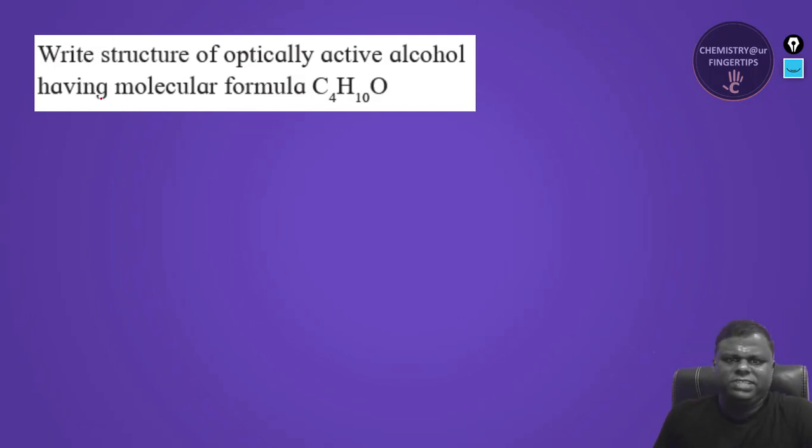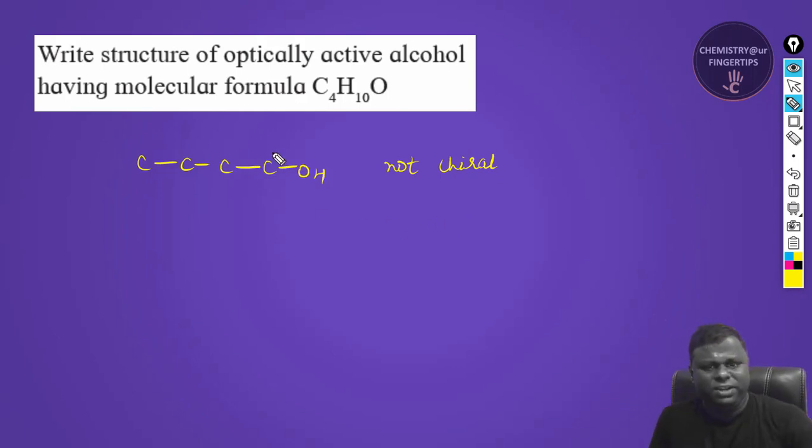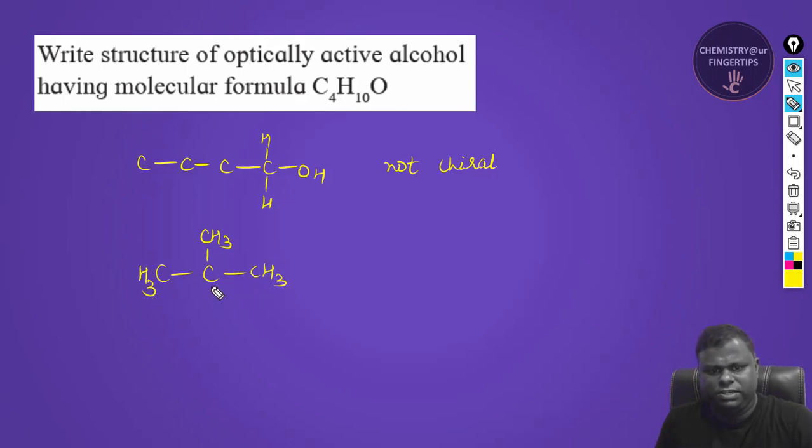Now the next is: optically active alcohol having molecular formula C4H10O. Now this is pretty simple. Okay, now let's try to write down the different alcohols. So if you could see here, this is one alcohol, right? And can you see that this is not chiral, correct? This is not chiral. I'm not putting the hydrogens because you already know that there are hydrogens on every carbon. Now the next one is something like this. You have CH3 over here, then CH3 over here, then CH3 over here. This is again not chiral, right?